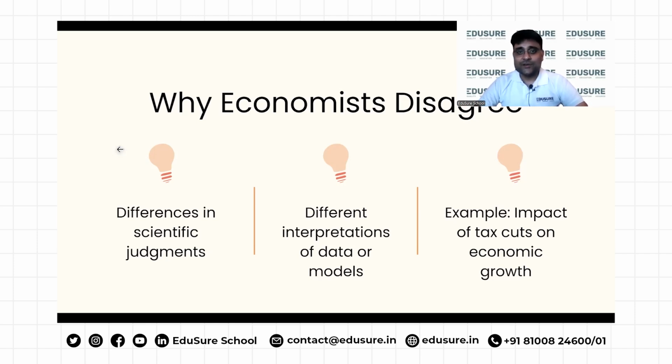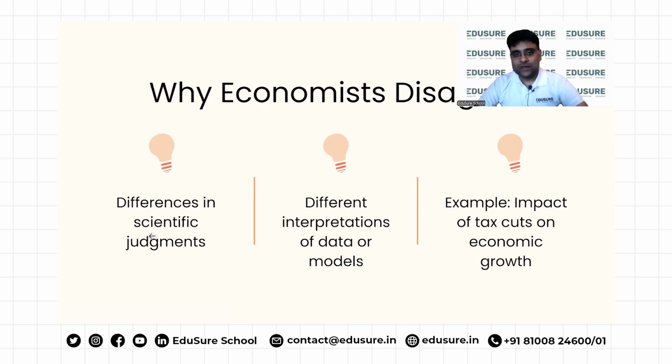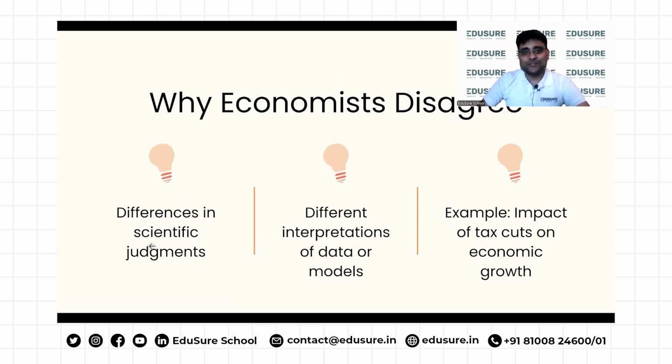That's the second. First was difference in scientific judgment. Second is values. And third is perception versus reality. Now, while it seems that if economists do not agree on much, this in fact is not very true.